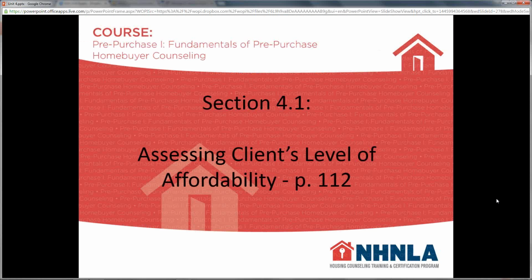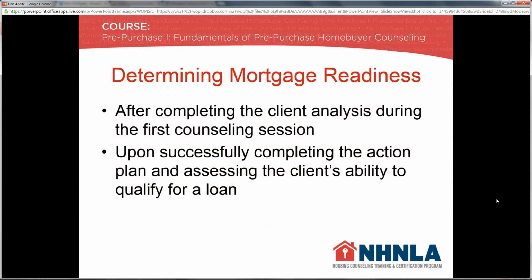We're going to go on to discuss a client's level of affordability and how to calculate that, to determine mortgage readiness. So far in this course we've discussed how to start an analysis of our clients, including their intake forms and so on, gathering documentation and doing a budget, assessing their income, and looking at their credit report. Once you've completed those steps and the action plan, then you'd want to assess their ability to qualify for a mortgage loan.